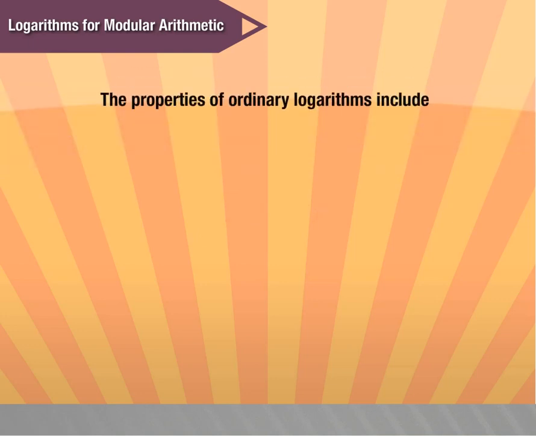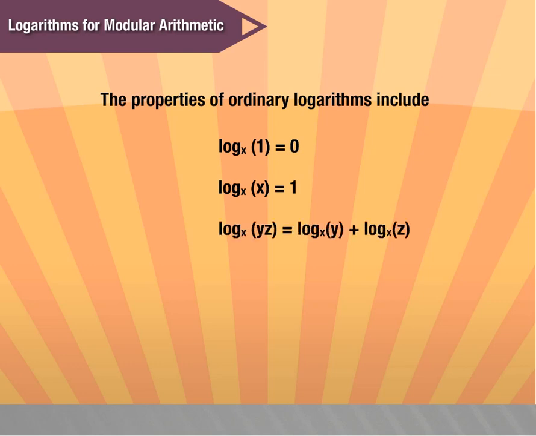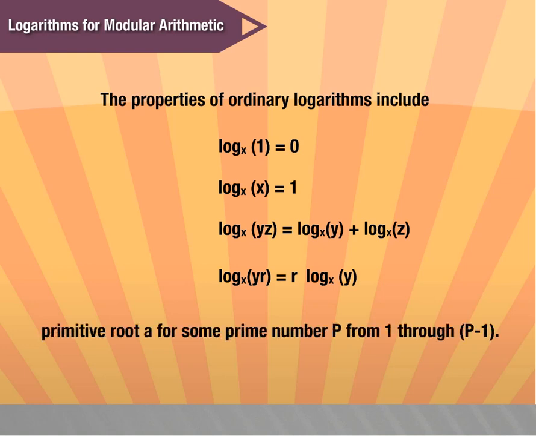The properties of ordinary logarithms include: log base x of 1 is equal to 0, log base x of x is equal to 1, log base x of yz is equal to log base x of y plus log base x of z, and log base x of y^r is equal to r times log base x of y. Consider a primitive root a for some prime number p.